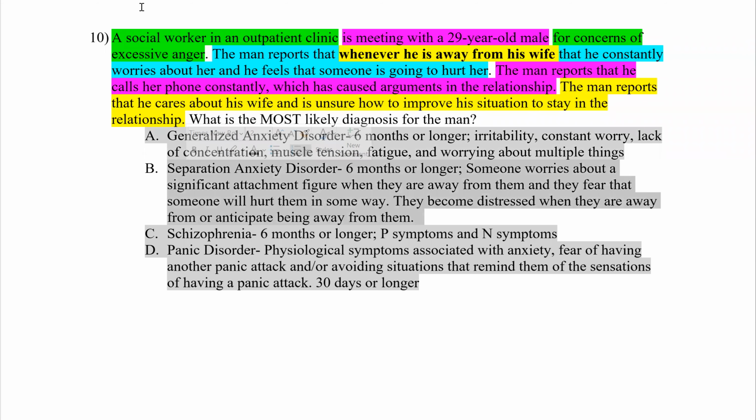So the correct answer here is B, separation anxiety disorder, because when he's separated from a significant person, which is his wife, he's worrying something's going to happen to her. She's going to be harmed. He's not going to have her in his life. So the correct answer here is B. So that's how we look at that question in particular.